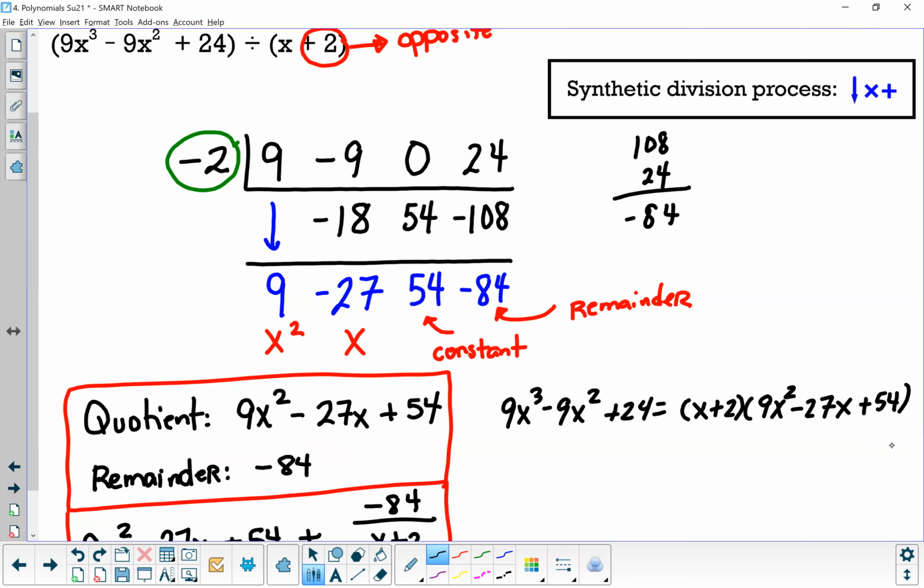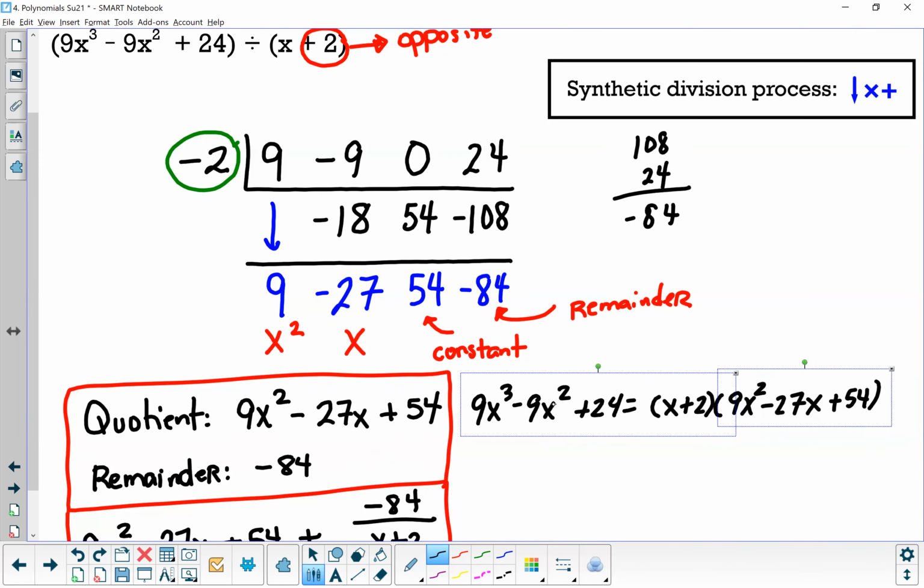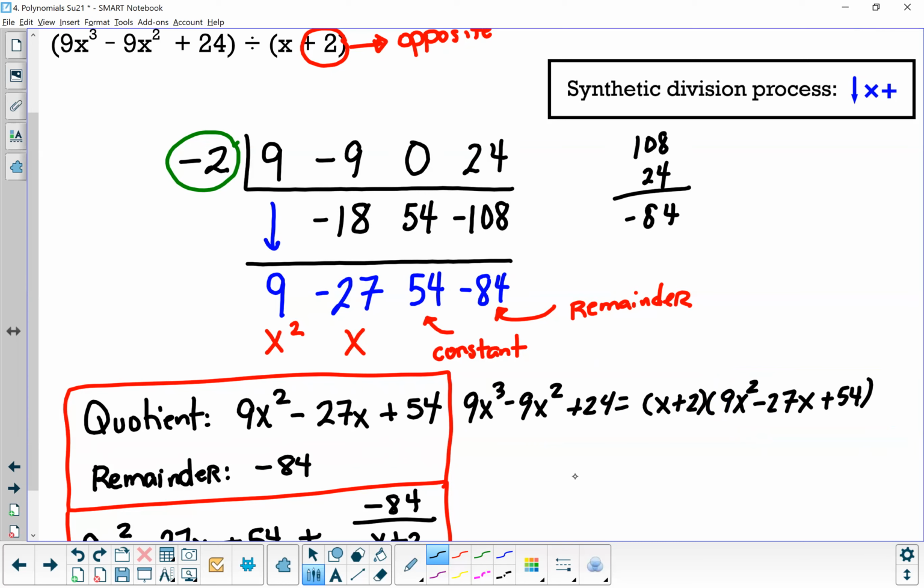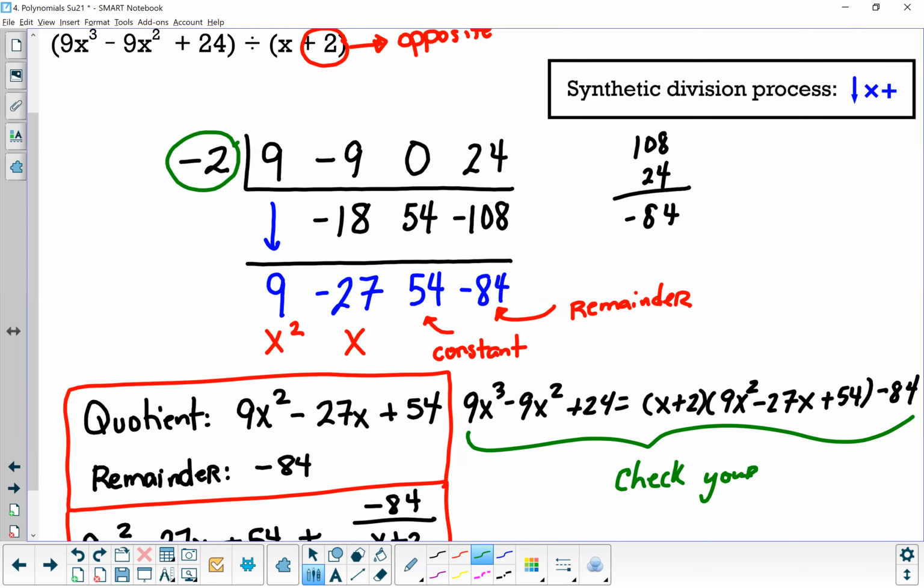Oh, running out of space here. Let's move this over just a little bit. Plus negative 84, or we could just say minus 84, right? So remember, you can do this to check your work.